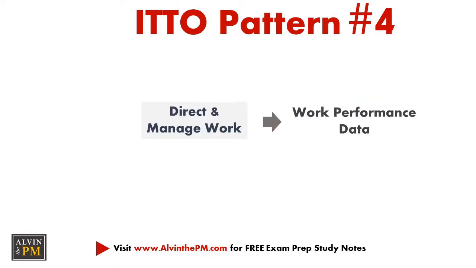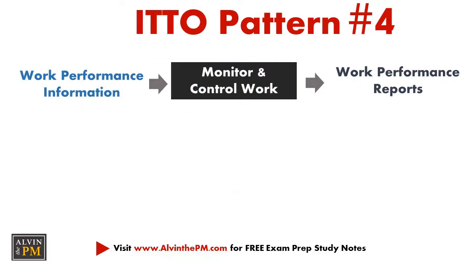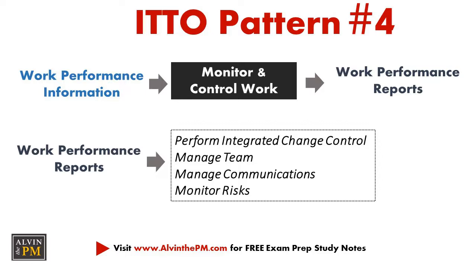So first and foremost, work performance data is an output of directing and managing your team's work. This data feeds into all monitoring and controlling process groups except those associated with integration management to produce information for monitoring and tracking your project status and health condition. This information is ultimately used to create work performance reports while you're monitoring and controlling your project's work. These work performance reports are then inputs into perform integrated change control, manage team, manage communications, and monitor risks.